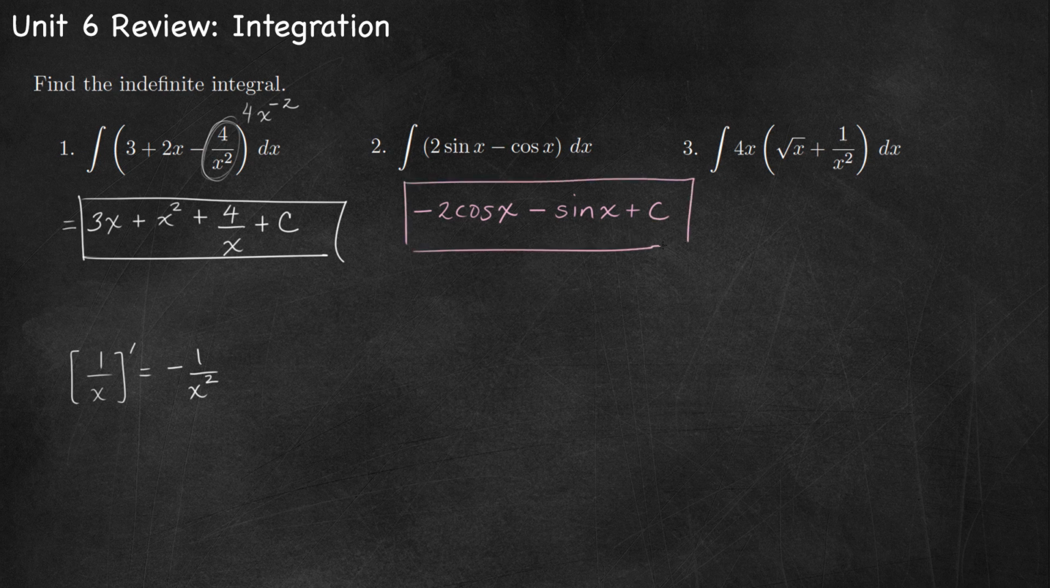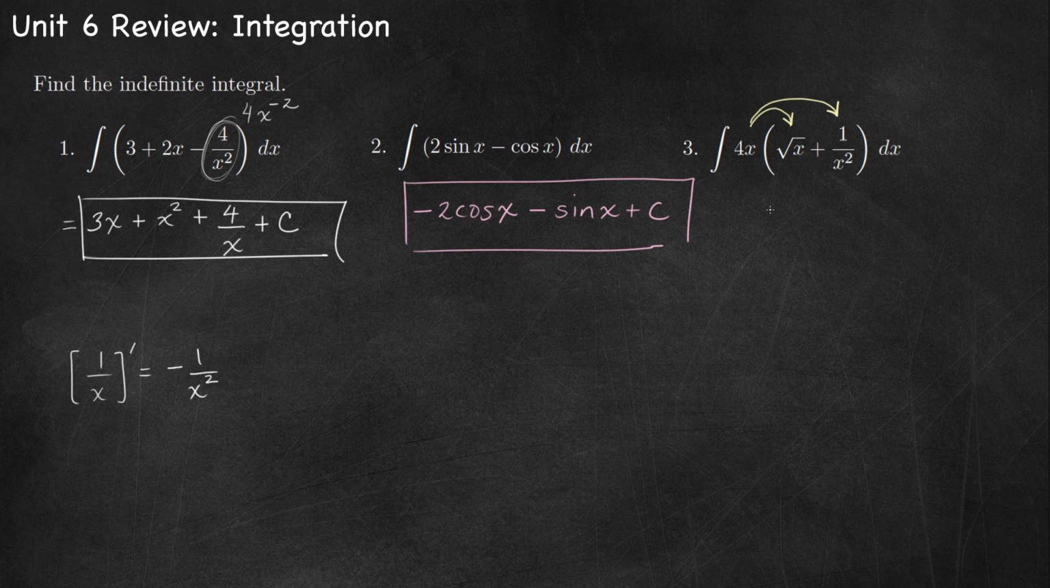So I'm just thinking in my mind, the derivative of what is going to produce what I'm seeing inside of my integral. Okay, number 3. Now, we don't have a product rule for integration, so we want to simplify this as much as possible before we try and integrate it. And I'm going to do that by distributing the 4x to each of these terms in the parentheses.